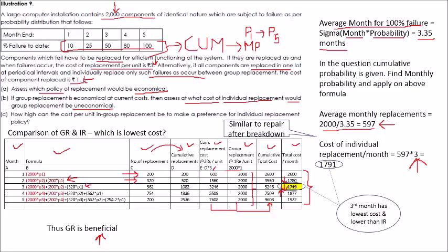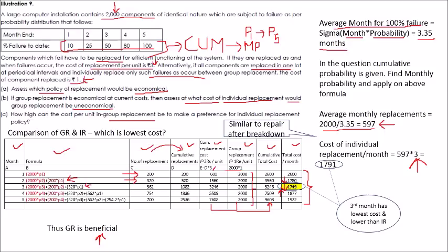Now what cost do we have? We have 3 rupees per component as the individual replacement cost. So we should find some cost below 3 rupees at which individual replacement is beneficial. So understand the question properly, guys. Okay, so what is C? Question C is how high can the cost per unit in group replacement be to make preference for the individual replacement? So it is just the reverse of that question, guys.